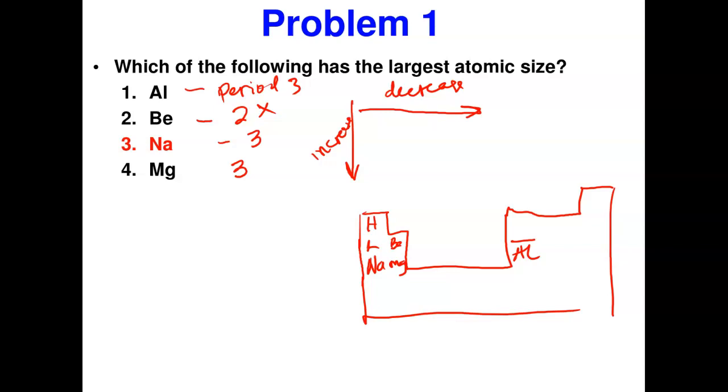Now, if you look at these two, which one is further to the right? The one further to the right will have a lesser size, and therefore, this is actually further to the right than this, and therefore, sodium is going to be the largest, and that is why we have sodium to be the answer. You're going to use your periodic table to figure this out when you see this kind of problem.